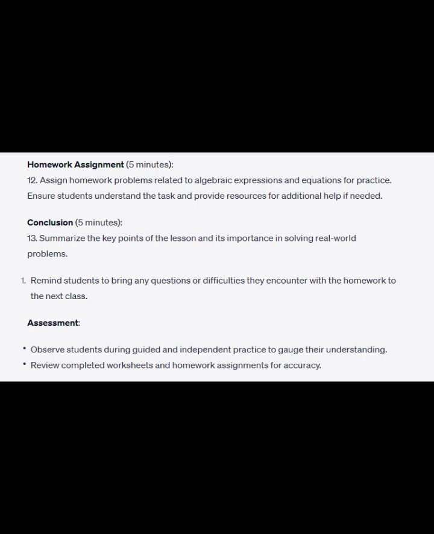Assessment: observe students during guided and independent practice to gauge their understanding. Review completed worksheets and homework assignments for accuracy.